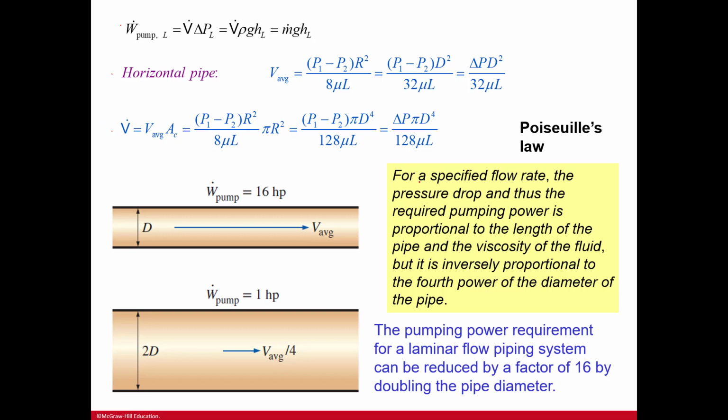So for a specified flow rate, the pressure drop and thus the required pumping power is proportional to the length of the pipe and the viscosity of the fluid, but it is inversely proportional to the fourth power of the diameter of the pipe. And the pumping power requirement for a laminar flow piping system can be reduced by a factor of 16 by doubling the pipe diameter.